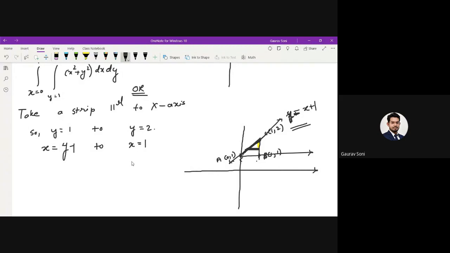Okay. So, as we discussed, there is nothing particular about taking the strip horizontal or vertical. Accordingly, we will manage it. y minus 1 to 1, x square plus y square. What should I write first? dx, and then dy. So both the ways we can do.